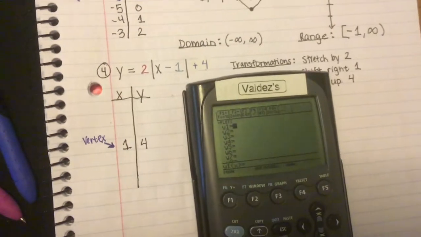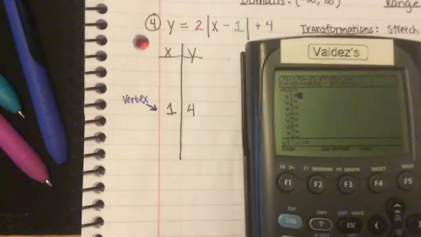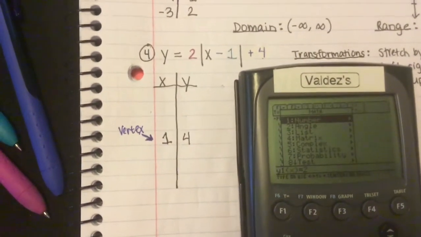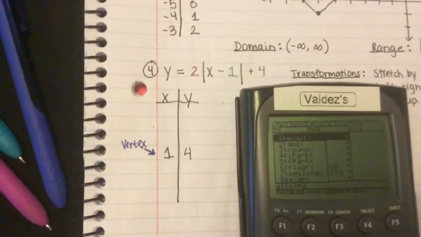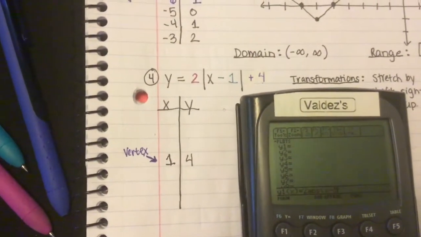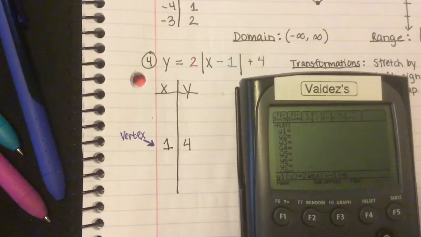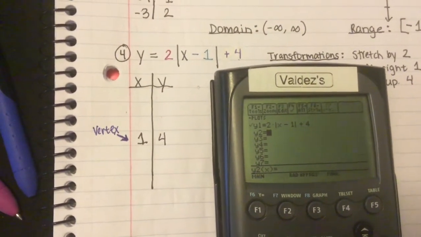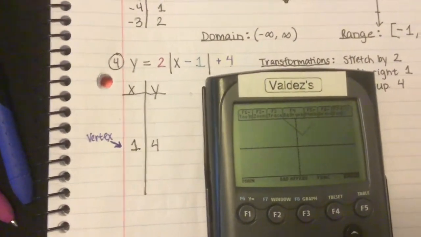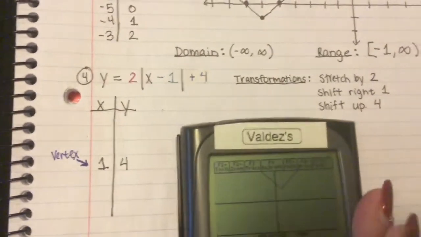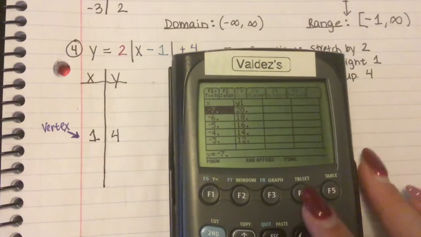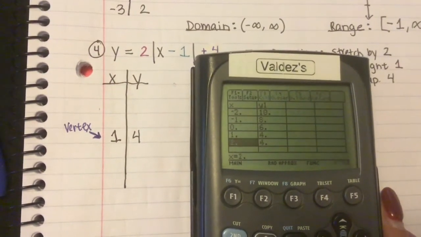When I plug that into my calculator, after I hit y equals, I'm going to type the number 2. I'm going to look for abs in my math button for absolute value. I'll type in x minus 1 and close the parentheses. Then I will type plus 4 and hit enter. Now I can click on graph so I can see what my graph looks like. Notice that it's a little farther up, it's a little farther to the right, and it's also stretched a little bit, which is kind of hard to see, but we'll see it once we plot this on the graph.